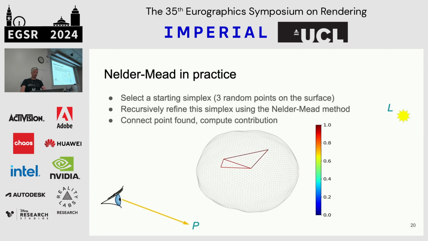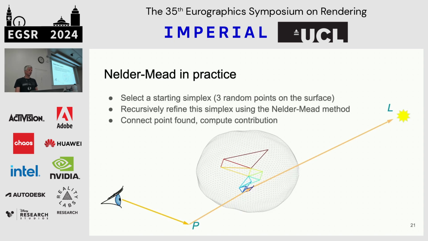And from there, we apply the Nelder-Mead method, so that updates the simplex to a different simplex, smaller, and we keep doing it, and the colors correspond to the error scheme on the right, so you can see that I'm gradually improving the value of my sample, and after some time, I converge to a small triangle which has an acceptable value, and I take that as my point. So now I connect P through that point to the light source, I compute the contribution, and I have my radiance value at point P.